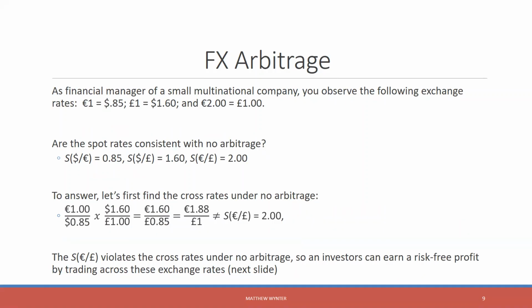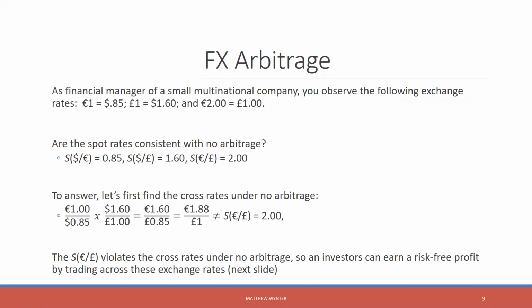So you're the financial manager of a small multinational company, and you observe the following exchange rates. So we have these exchange rates. We have €1 trading for 85 cents. We've got £1 trading for $1.60. And we've got €2 trading for £2. First, are the spot rates consistent with no arbitrage?